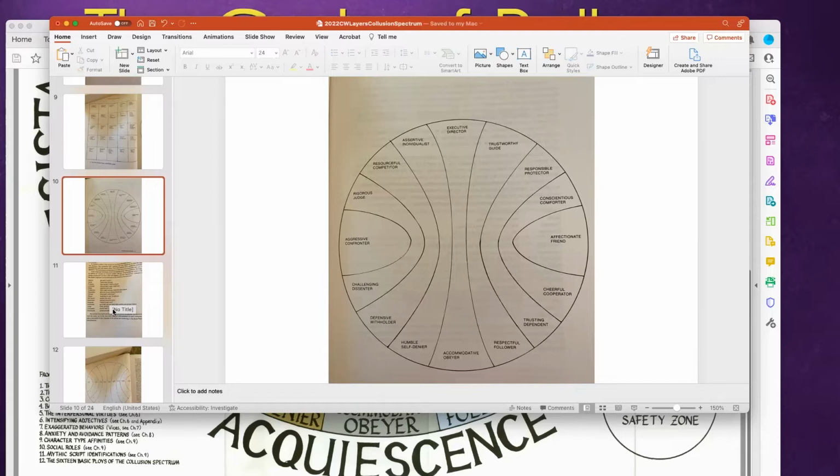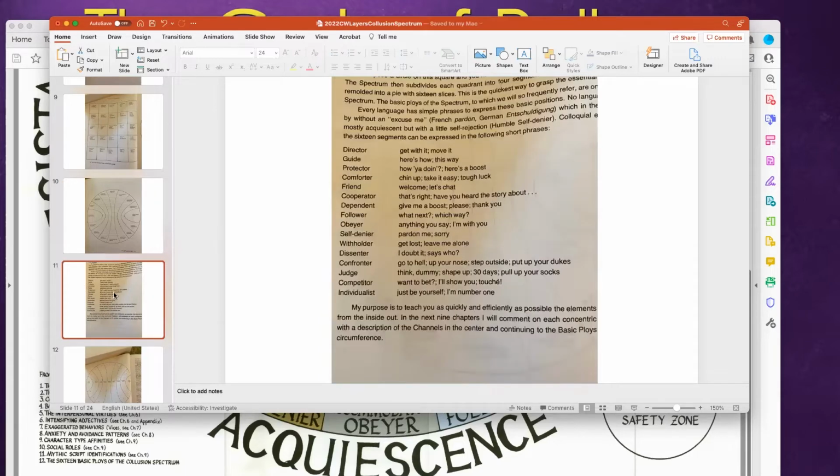So, all right. One interesting thing that he does put in here is that every language has simple phrases to express these basic positions. That's what he's saying. The collusion spectrum has 16 slices, the basic ploys of the spectrum to which we will so frequently refer are, and then I don't know what the rest says, but every language has simple phrases. And so that's what he's going to tell you here. These are the director: get with it, move it. The guide: here's how, this way. Protector: how you do it, here's a boost.